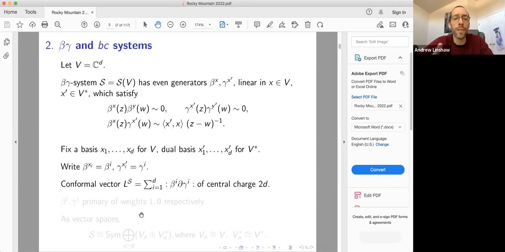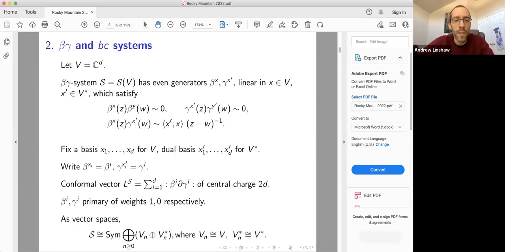Okay, so there are different choices of conformal vector, but for the moment, let me pick the standard one where the central charge is 2d and beta and gamma are primary of weights 1 and 0. So later we'll see that it's a good idea to change this. For the moment, let me choose this one. Okay, so as a vector space, this beta gamma system is just the symmetric algebra on a bunch of copies of V and V star. So each V_n is isomorphic to V, and this just means the nth derivatives of the betas, and V star_n is the nth derivatives of the gammas.